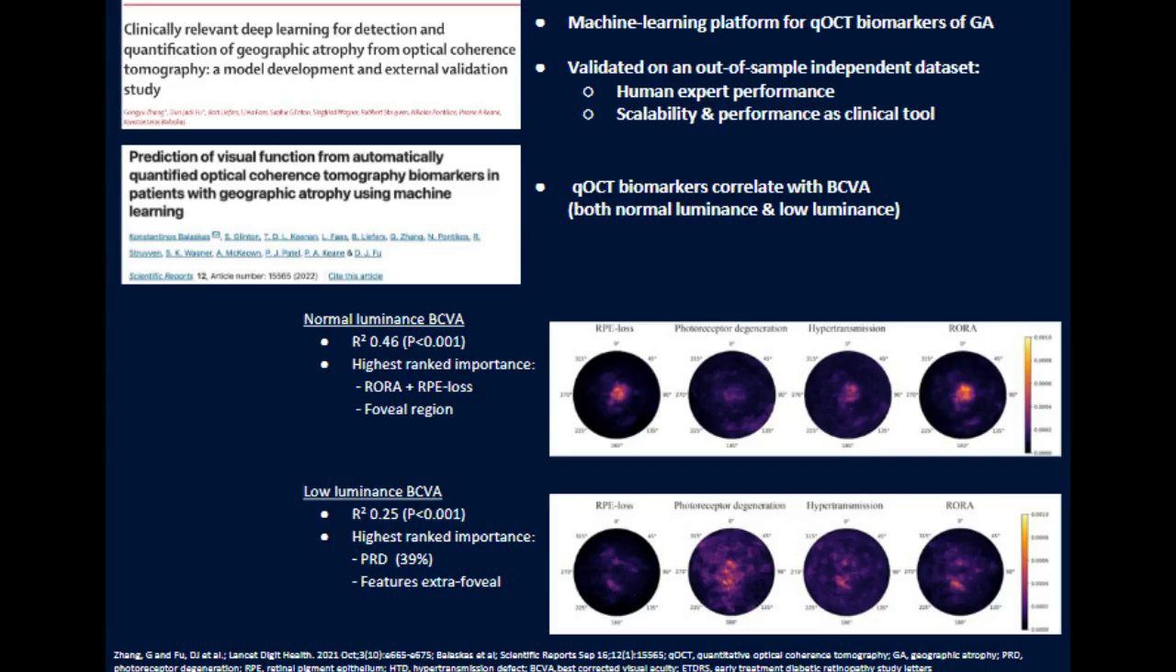So we've previously developed, validated, and published a model that automatically segments and quantifies each of the constituent features of geographic atrophy. And in that sense, it's great to have huge data sets, because then it's not an issue when you have such an automated workflow. And then we could look at how it performs not just on autofluorescence geographic atrophy, but also on each of the OCT biomarkers: photoreceptor degeneration, RPE loss, hypertransmission defects, and RORA, or outer retinal atrophy.